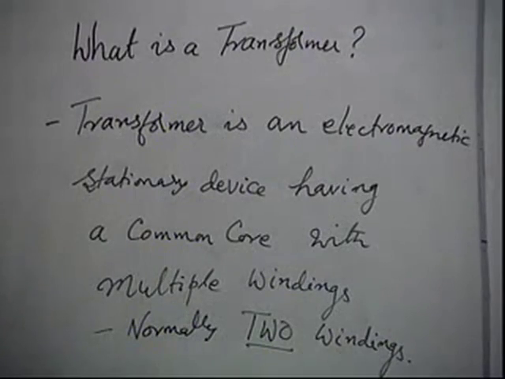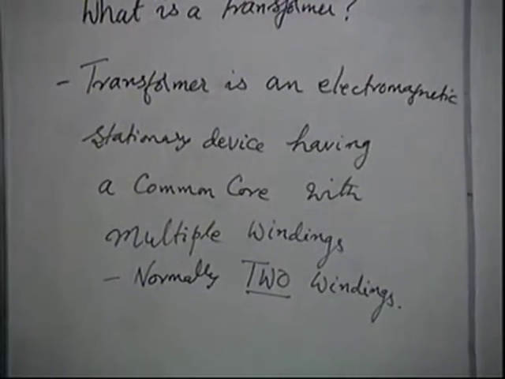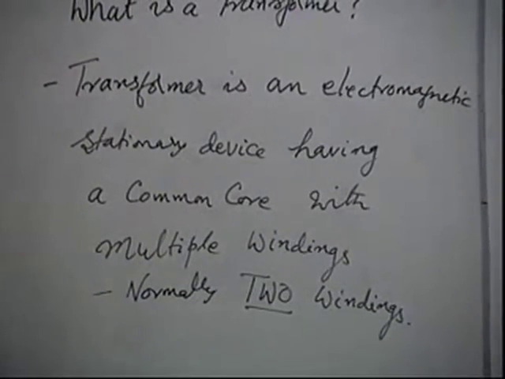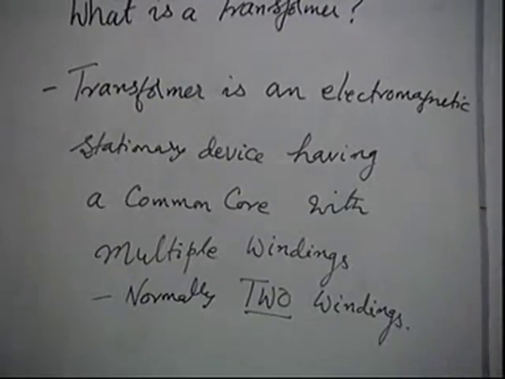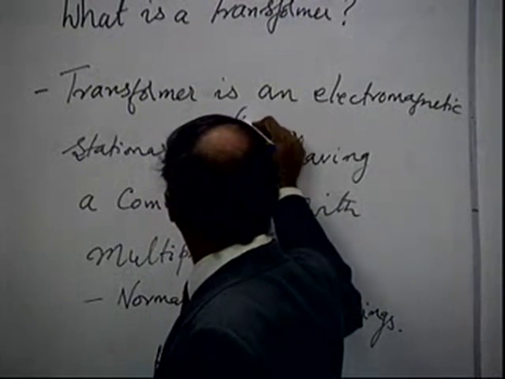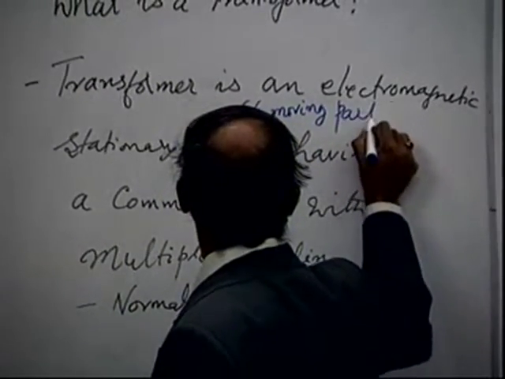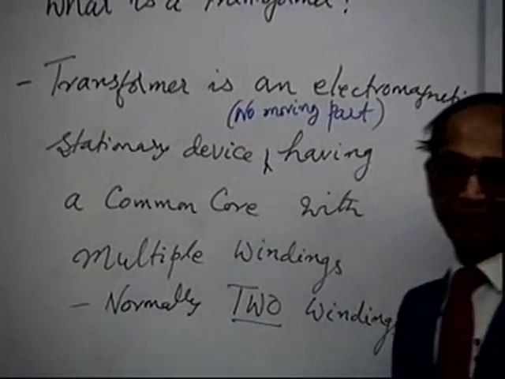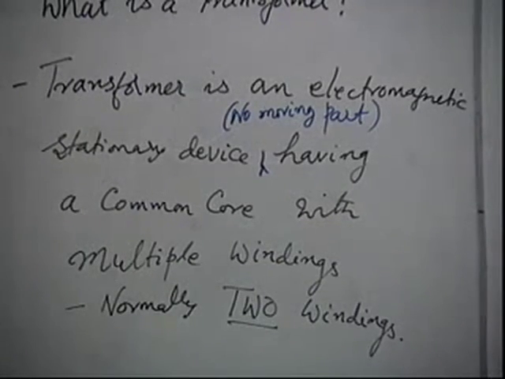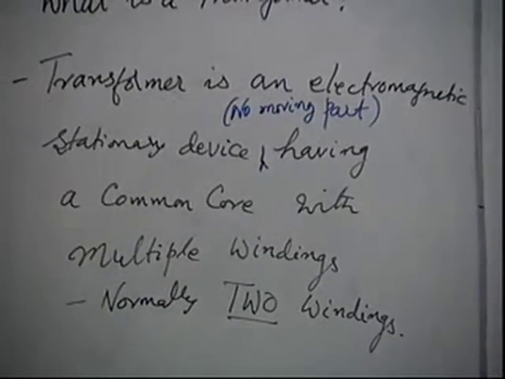Now, yes, it is not moving. Okay, so no part is moving. So it has no moving part. What I mean is no moving part in a transformer, unlike, for example, a motor. Okay? So it is an electromagnetic device having multiple windings wound on a common core, and normally two windings are there. Okay.